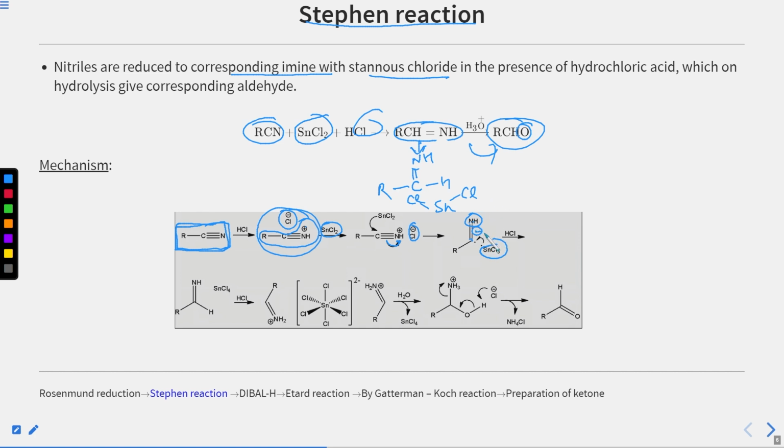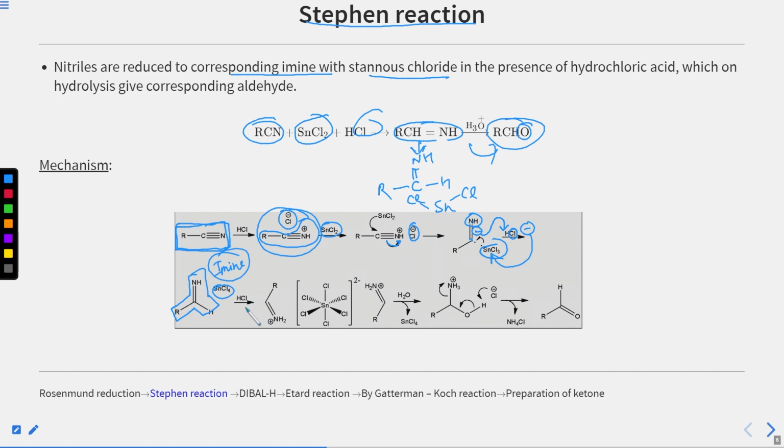As soon as the negative charge is formed, and since we are doing the reaction in an acidic mixture, and the mixture also contains H plus, this negative charge will take the H plus from here, and it will result in this kind of substrate. This is called an imine. And again, since this H plus has been taken and Cl minus has been left out, this Cl minus will go to SnCl3 and form SnCl4. This is the mechanism. Now next, what will happen?